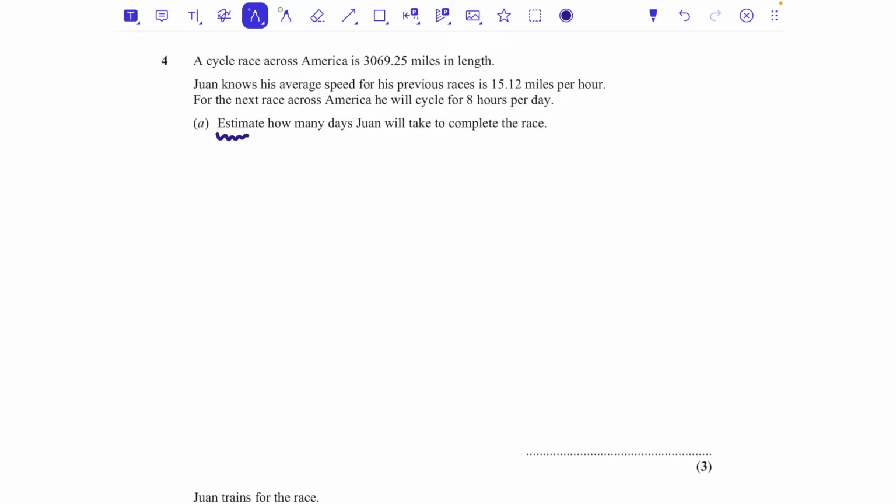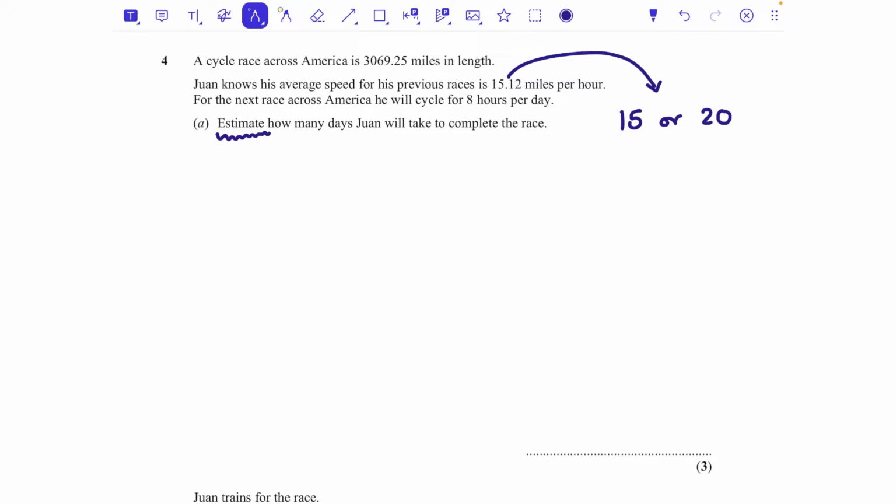Estimate, a really key term that we need to learn for the non-calculator paper, how many days Joan will take to complete the race. So when we're estimating, we don't have a calculator. We're not going to work this out exactly. We're just going to do a rough calculation in our head. For that, we normally round to one significant figure. However, specifically for this question, they don't mind if you round this to 15 or 20. So I'd say normally we just round to 20. One significant figure is always a good idea.